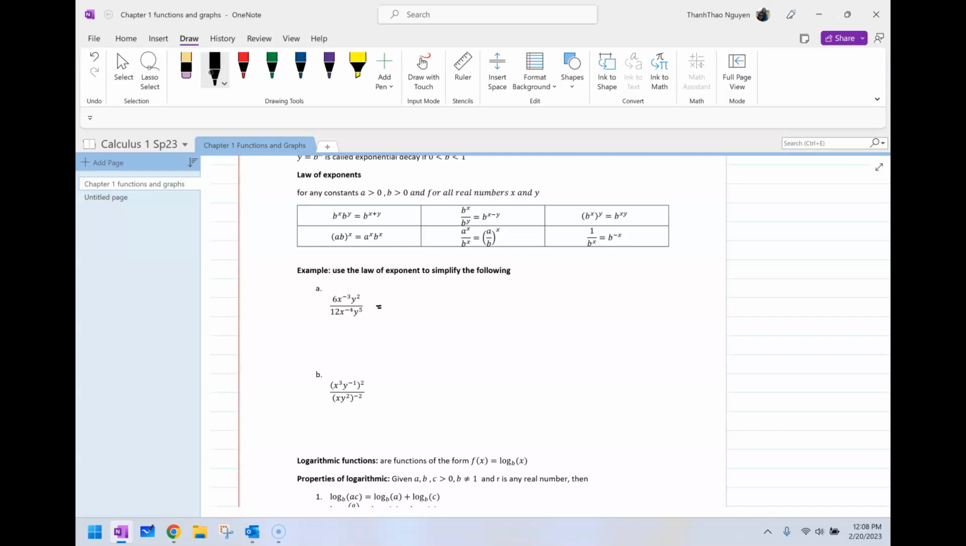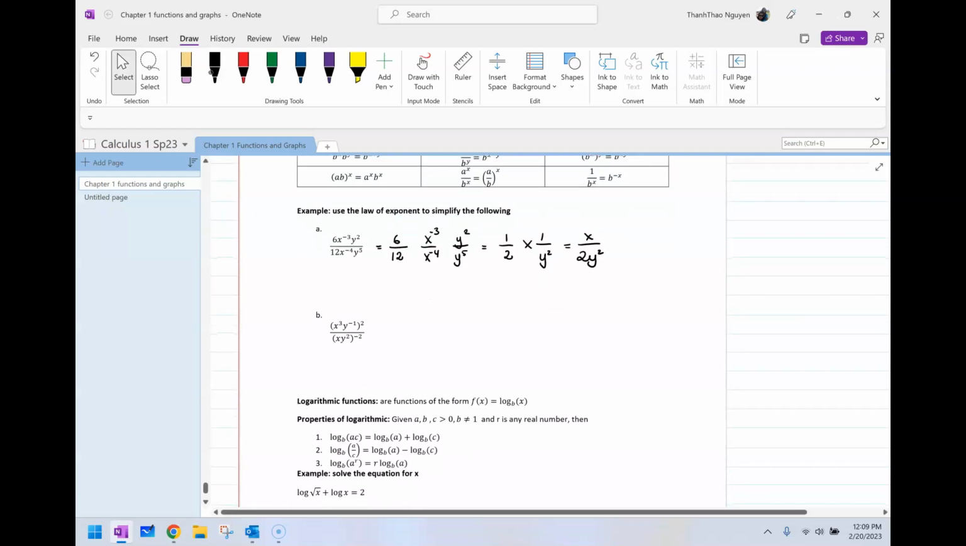So first things first, I'll go ahead and write this out, number part together and variable part together. So here I have 1/2 times x times 1 over y squared. So this together gets x divided by 2y squared. We use the exponent law to distribute the 2 over to each of the variables.